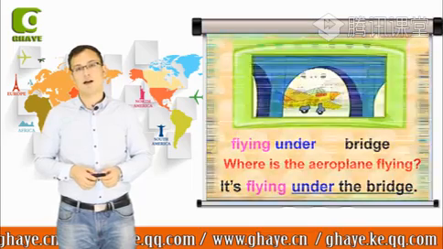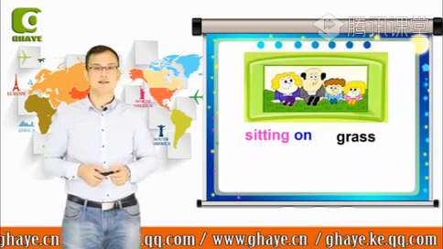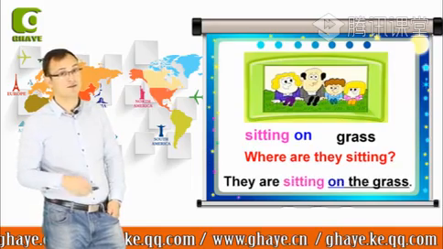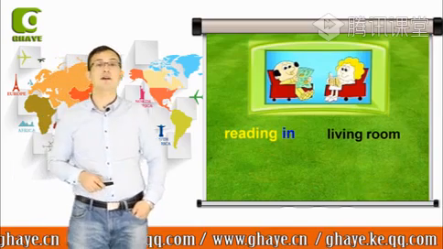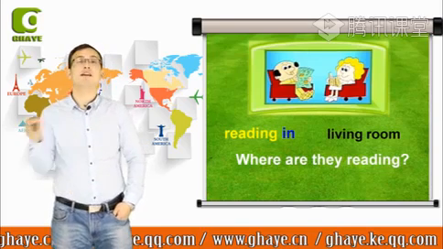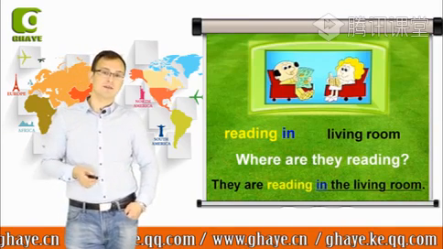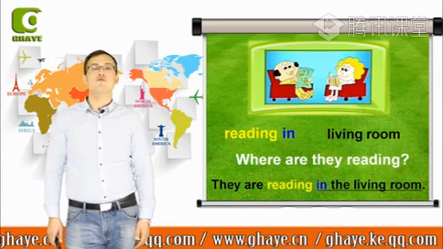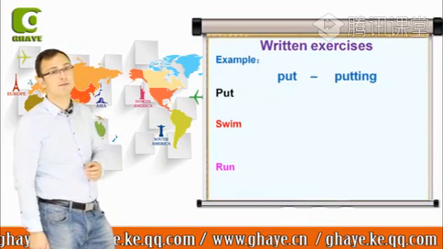Sitting on the grass. So where are they sitting? They are sitting on the grass. Okay, reading in the living room. Where are they reading? They are reading in the living room.